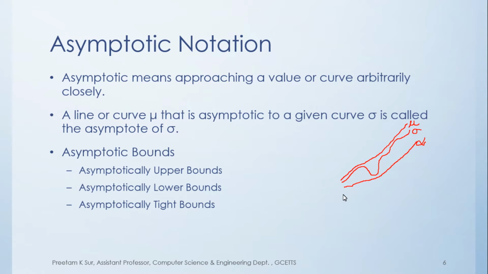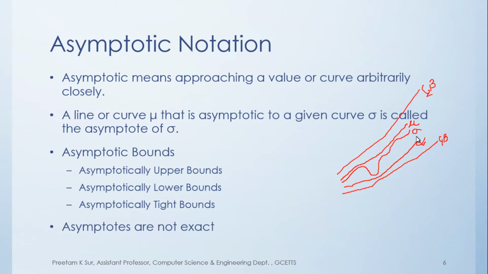So for the same graph beta, suppose this is your graph for beta. When it is multiplied with C1, it gives you a lower bound, and when it is multiplied with C2, it gives you an upper bound to the exact curve sigma. In that case, we say that beta gives you an asymptotically tight bound to the exact curve sigma. We are going to see these bounds in detail.